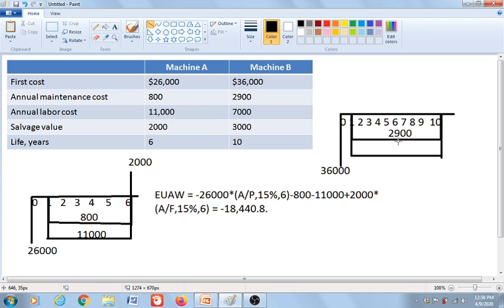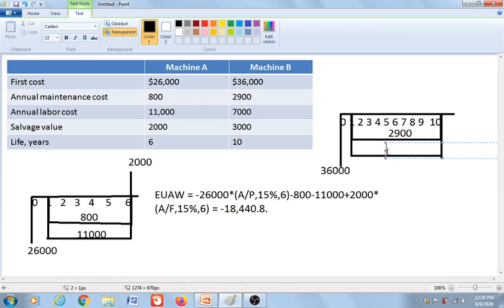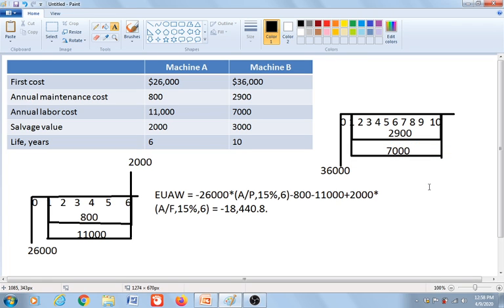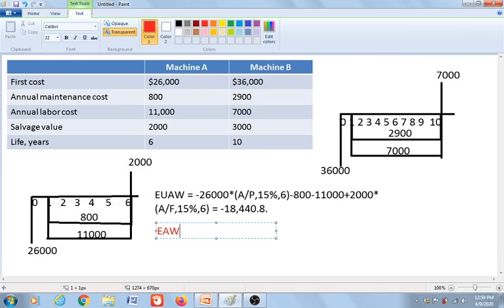That's the annual labor cost, 7,000. And the salvage value is 3,000. That's a positive cash flow. So now we need to calculate the EUAW for machine B. So minus 36,000. That's a P.